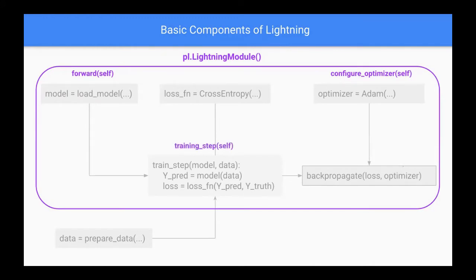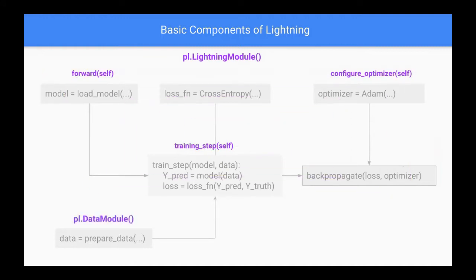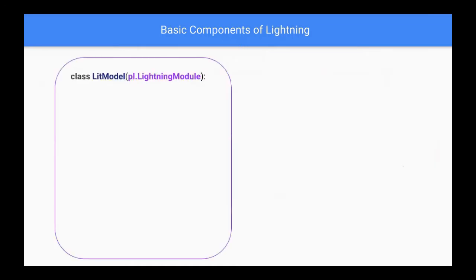Then you write the training step. You can also write a validation step if you have a validation data set, so you should definitely write it. And then you have the data module, which basically consists of the validation data loader and training data loader. So let's see how those basic components of Lightning are used to train a model.